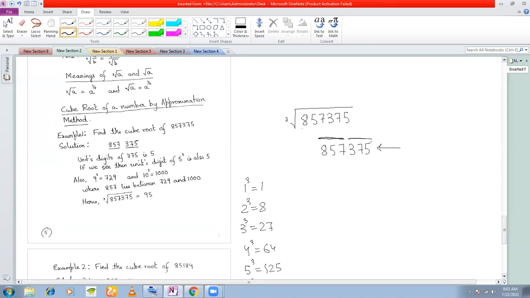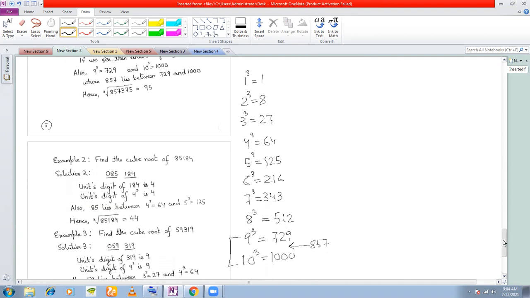Okay. Now have a look at this last digit here. Consider the first group. The first group here is 375. And in 375, you consider the units digit. What is the units digit here? 5. Which number, if you cube, will give the last digit 5? This one, right? 5. If you cube 5, you will get the last digit as 5. So that means this 5 here, you write it here.